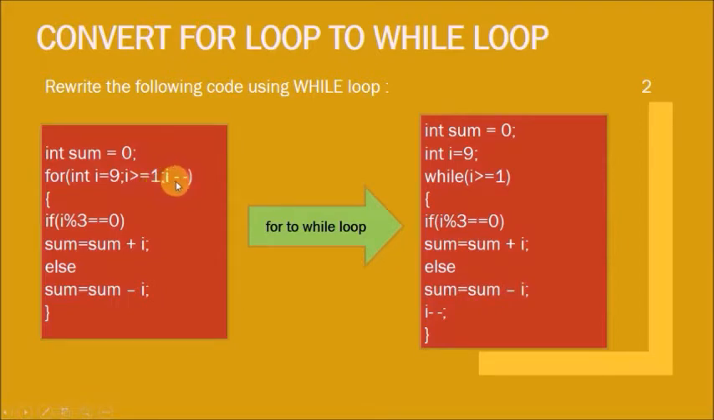Now the update expression is i--. So this will also make the body of the loop. So we are writing this as the last statement before finishing the loop. So this is how we can convert for loop to while loop. This is the initialization expression, this is the test expression, and the last one is the update expression.